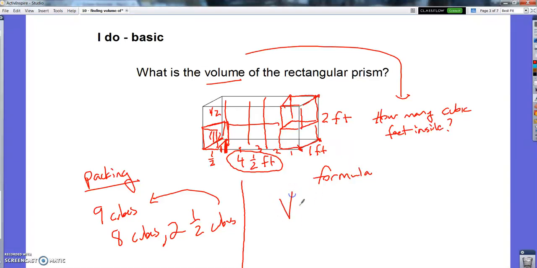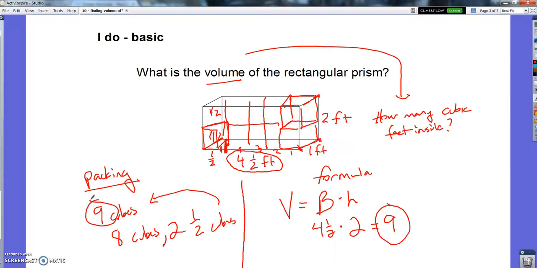For a rectangular prism, volume equals the area of the base, we call big B, times the height. So the area of the base is a rectangle, the base of the rectangle, so that would be 4.5 times 1. So that bottom base has an area of 4.5 times the height of the prism is 2, and 4.5 times 2 is 9. And so we got the same thing both ways.